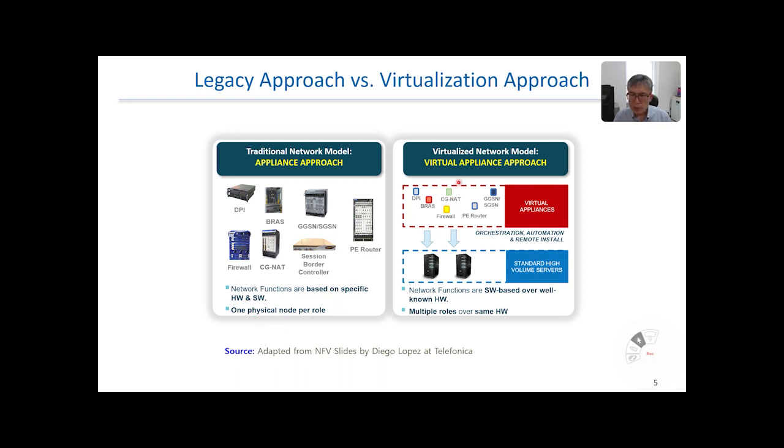On the other hand, in the virtual appliance approach case, we have a bunch of standard high volume servers, bare metal servers in a cloud data center, and then we make virtual network functions, and then we allow network services like DPI plus firewall, etc. So virtual appliances can run on top of this virtualized server. Network functions are software-based over well-known hardware. Multiple loads over the same hardware are allowed.